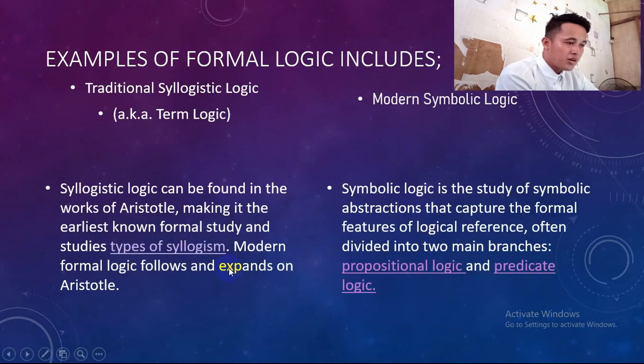Modern formal logic follows and expands on Aristotle. Modern symbolic logic. Symbolic logic is the study of symbolic abstractions that capture the formal features of logical inference, often divided into two main branches. First is propositional logic and second is predicate logic.